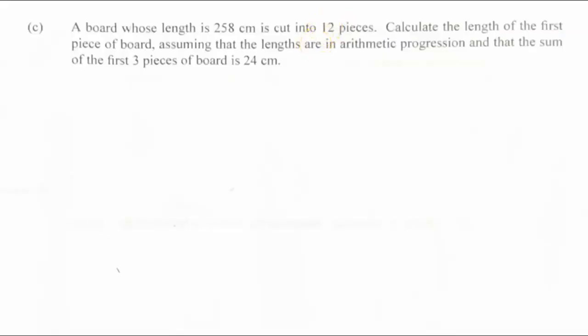So we can formulate equations from both sentences. So we know for the arithmetic progression, the sum of the first n terms is n over 2 into 2a plus n minus 1 d.